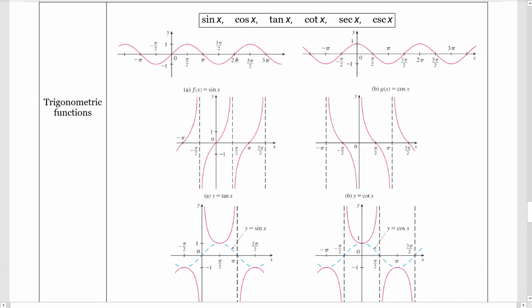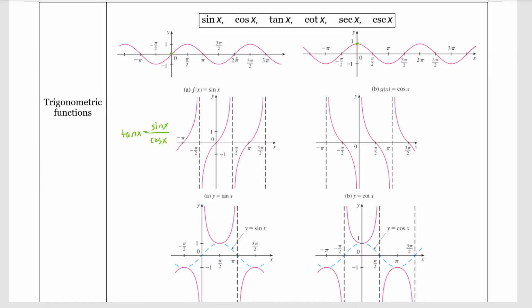Trig functions. So we have 6 trig functions: sine, cosine, tangent, cotangent, secant, cosecant. We know sine and cosine oscillate between -1 and 1. Sine starts from 0, cosine starts from 1, right? And then you draw the graph. How do you find tangent? Well, remember tangent is sine over cosine. So even though we have 6 trig graphs, you only need to know sine and cosine, and all the rest you can deduce from the sine and cosine graphs.